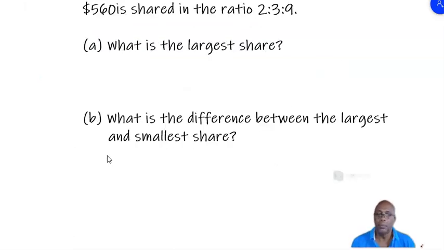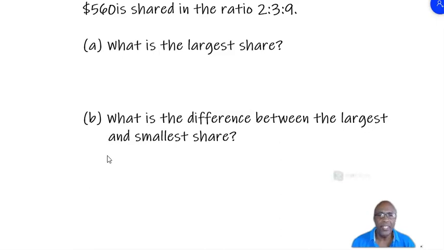Look at this example, where you have a sum of money, $560, shared in the ratio 2 to 3 to 9. So you have 3 parts to the ratio. So basically you are sharing that 560 into 3 parts or 3 shares. The first share is 2 parts, the second share is 3 parts, and the third share is 9 parts. And you have to find first the largest share, which is 9 parts.